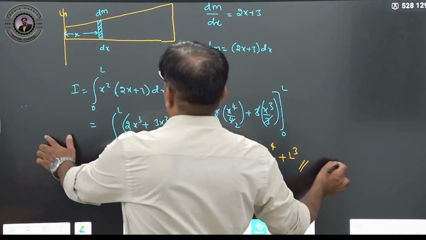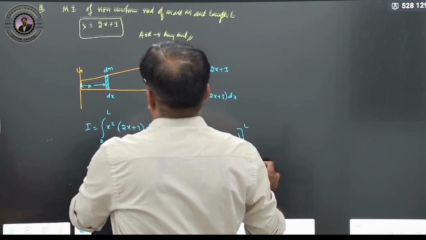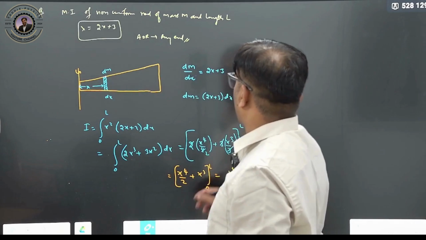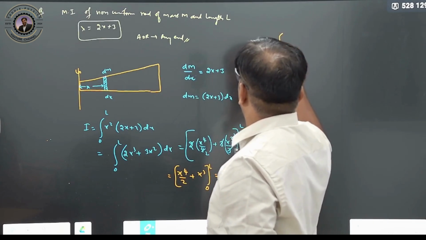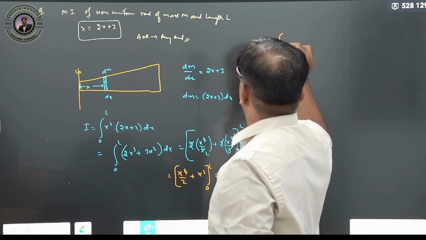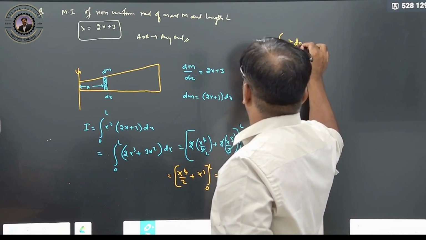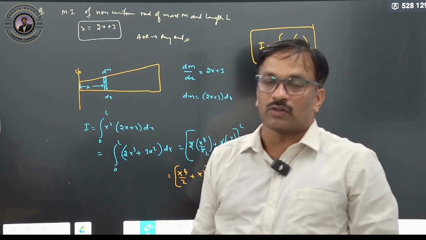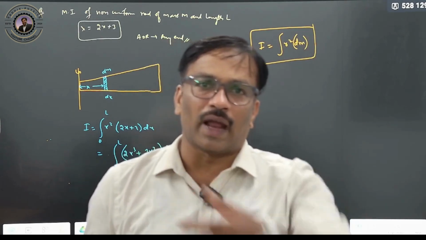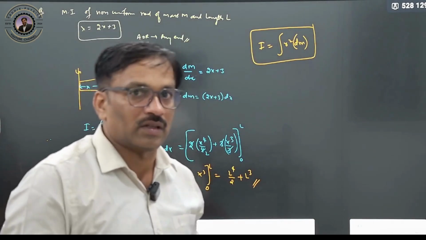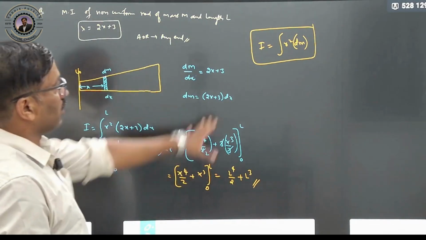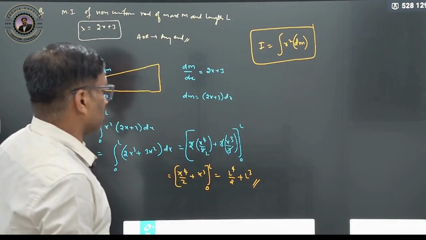In this way, you have to calculate the moment of inertia of any object. What is the formula? I is equal to the integral of r square into dm. So the major important thing is calculating the dm. That is the most important. And the limits and the rest of the things are just mathematics, no. So you should be thorough in the integration concepts.